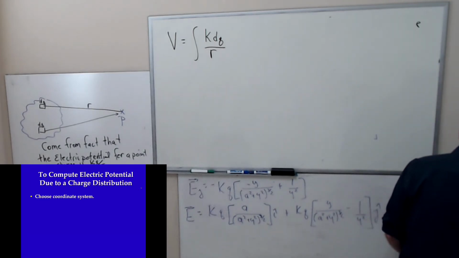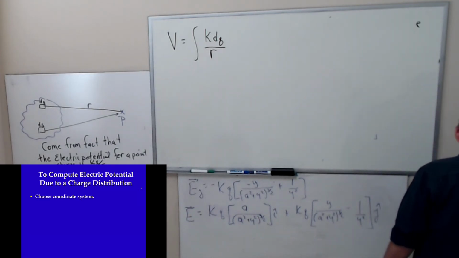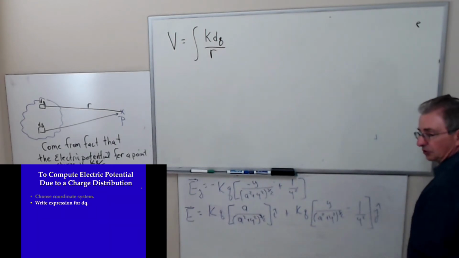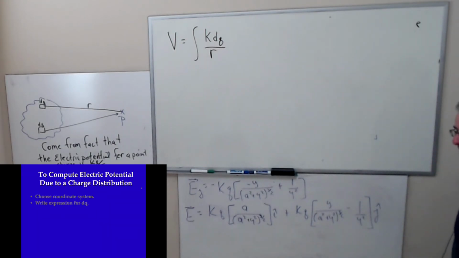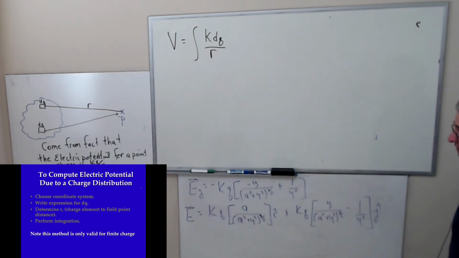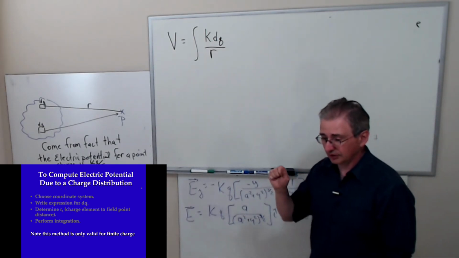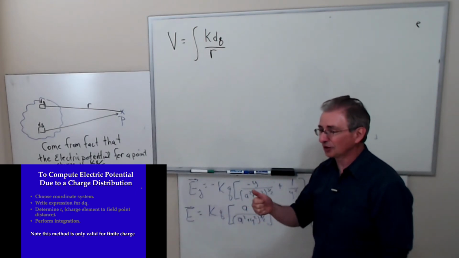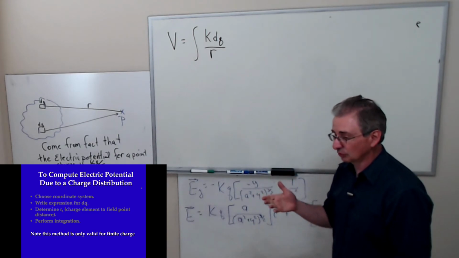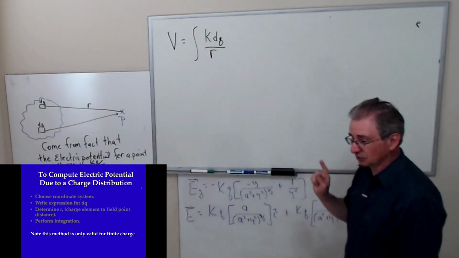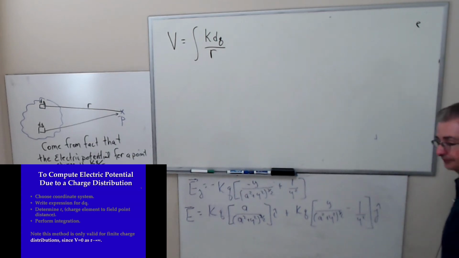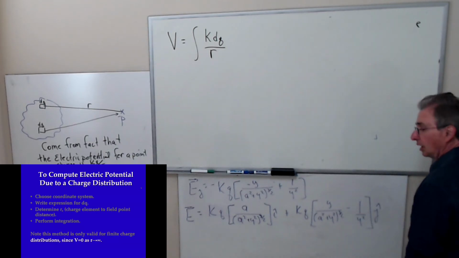So I do list this in your notes. Choose a coordinate system, write your expression for dq, determine your r, put it all together and integrate. And again, like what I said before, this is only valid for charge distributions that are finite in size. If the charge distribution is very large, like an infinite plane or a long rod, this is not going to work. But there is a better way to do the calculation, which I will show you today too.